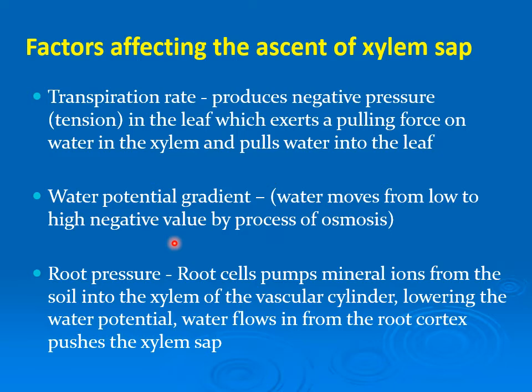And then another factor is the water potential gradient. Okay, remember from cell B to cell A, depending on the value of the water potential just now. So water moves from low to high negative value, okay, by process of osmosis. Okay, so dia akan pergi tempat lebih lagi negative value. Ingat, by the process of osmosis.